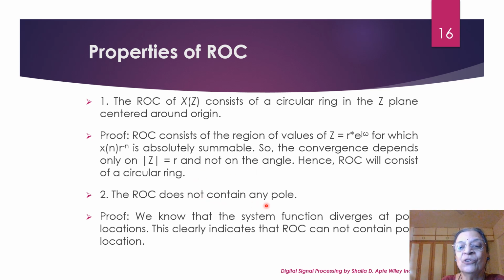The ROC does not contain any pole, obviously, because ROC means region of convergence. How can the region of convergence contain the poles? At the pole location, what happens? At the pole locations, the system goes to infinity. That means the system function diverges. So if the system function diverges, it cannot be included in the region of convergence.